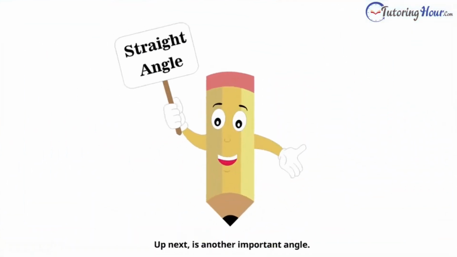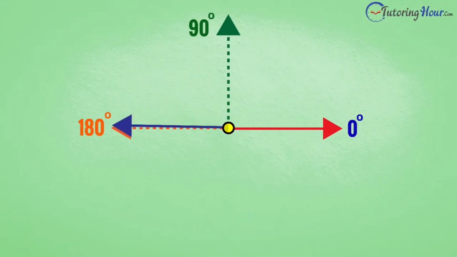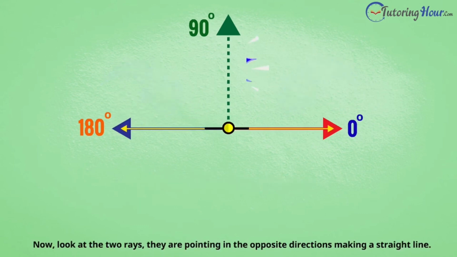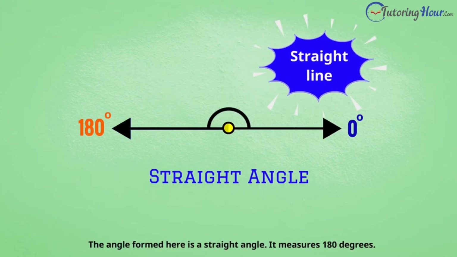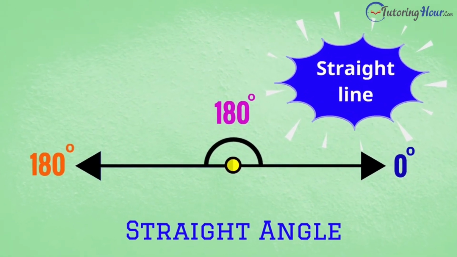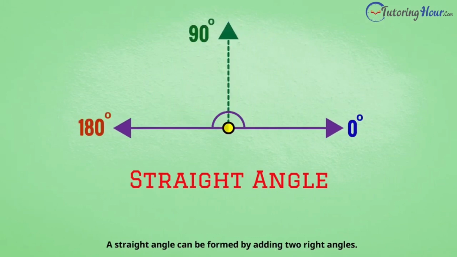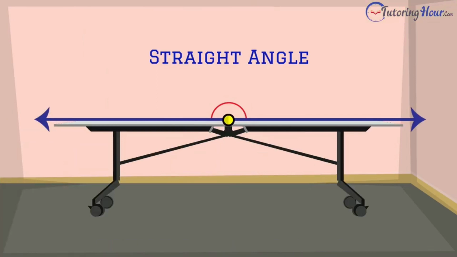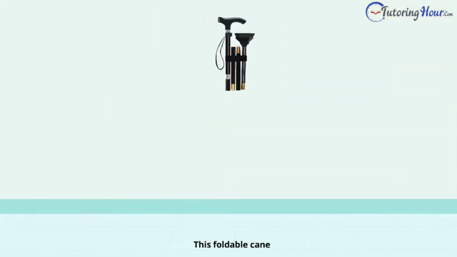Up next is another important angle. Let's rotate the ray further. Now, look at the two rays. They are pointing in the opposite directions, making a straight line. The angle formed here is a straight angle. It measures 180 degrees. It is pretty obvious where it gets its name from. A straight angle can be formed by adding two right angles. You'll find a straight angle when you open this fold-in-half table, or this compact hairbrush. This foldable cane has one too.